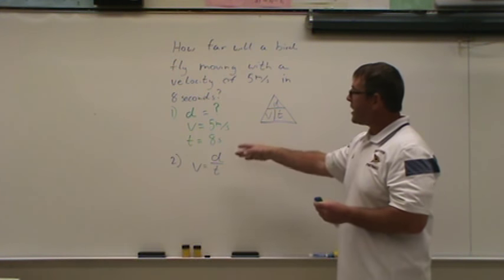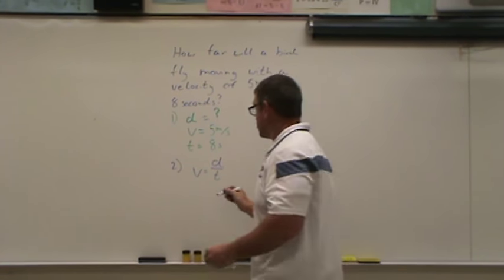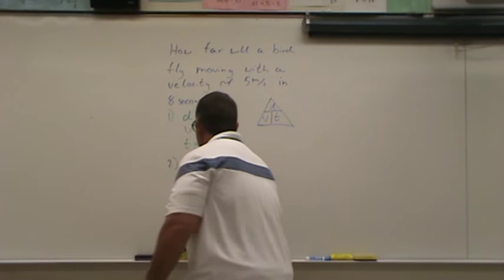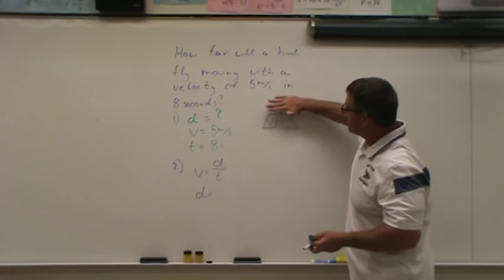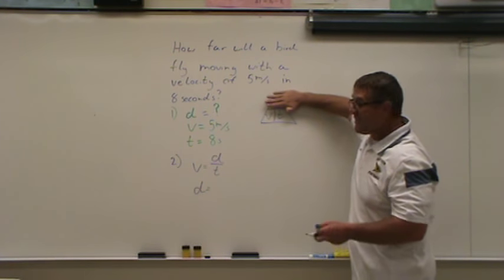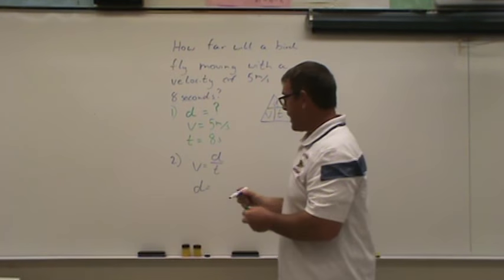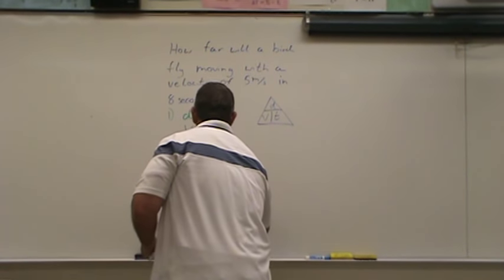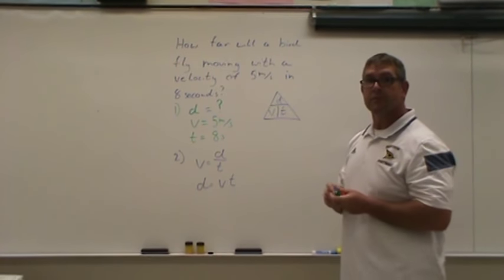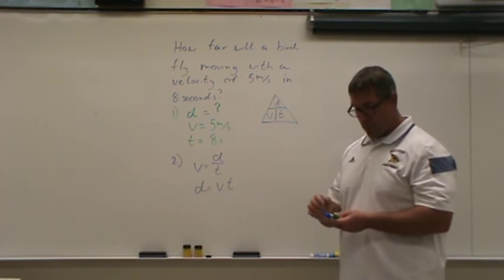So we need to rearrange for what we're looking for. We're looking for displacement or distance. So d equals, we covered the d in the triangle, and displacement or distance equals v times t. When they're next to each other, they're a multiplication. V times t. Now our equation is the same as what we're looking for in step 1.